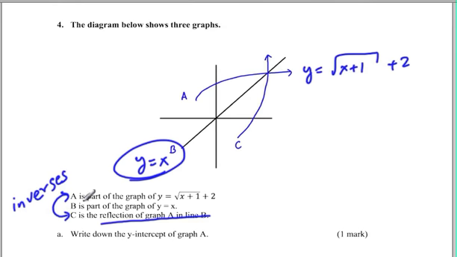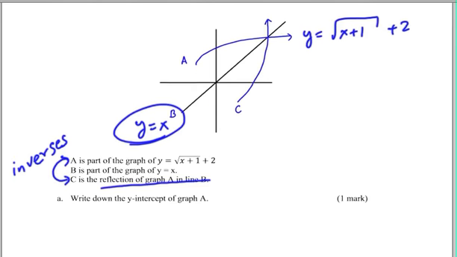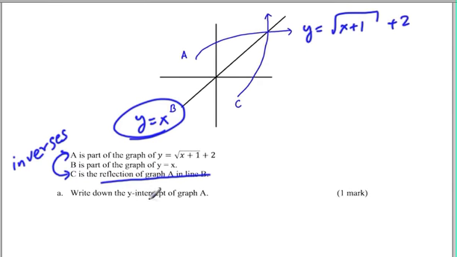Okay, so that should be screaming at you, and that'll come up later in the question. But first, let's do part A. So write down the y-intercept of graph A. So in other words, the y-intercept of that point right there. So the y-intercept of any graph is when x equals 0.